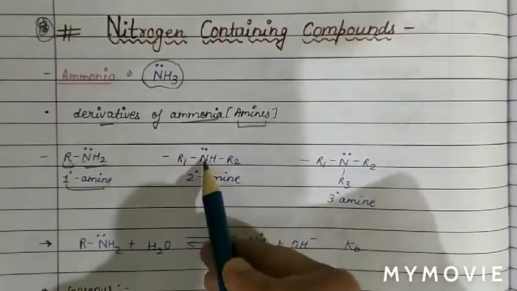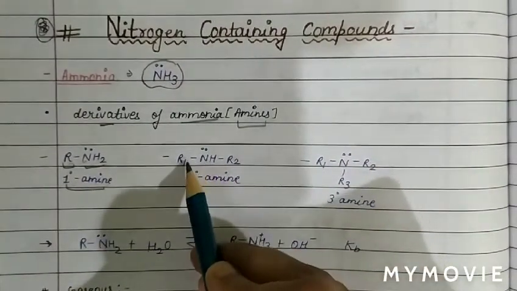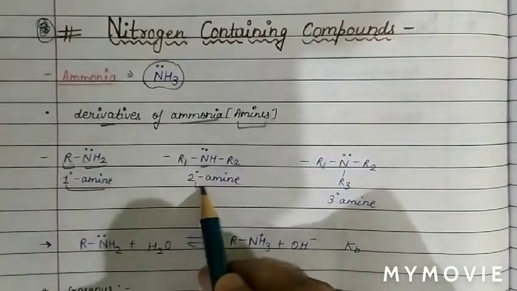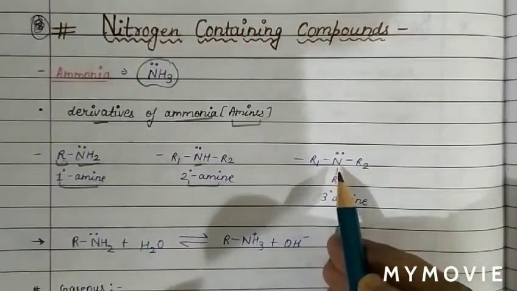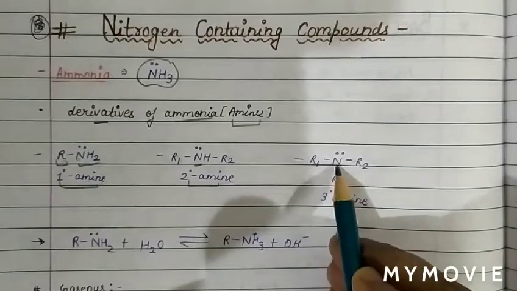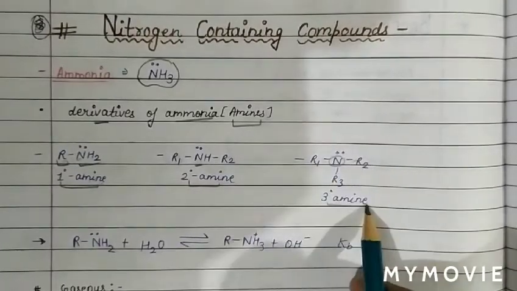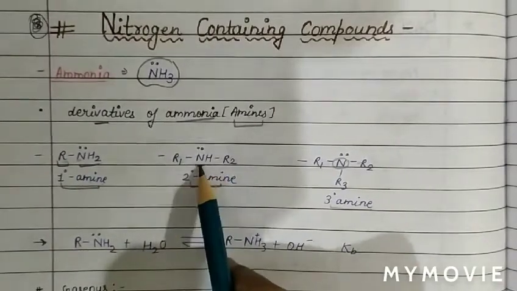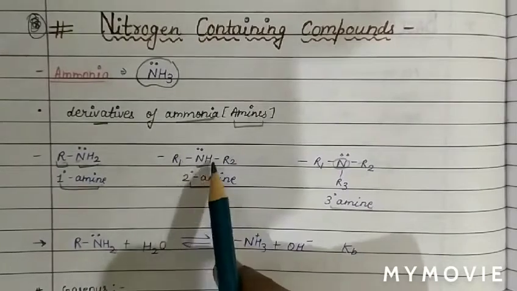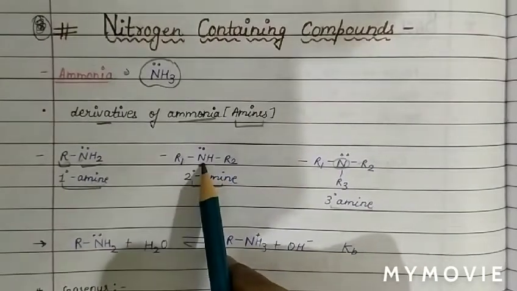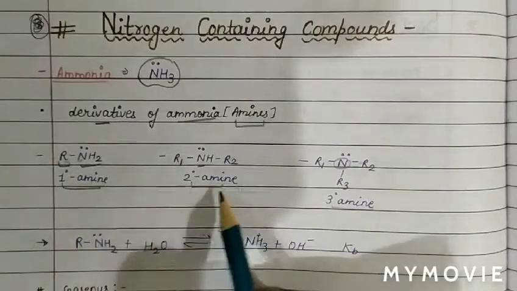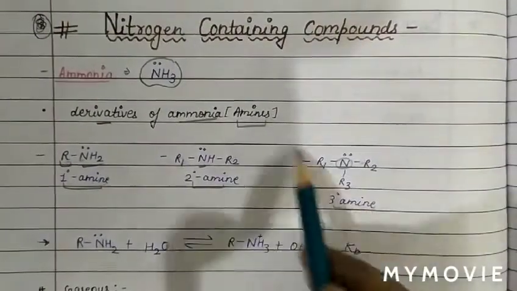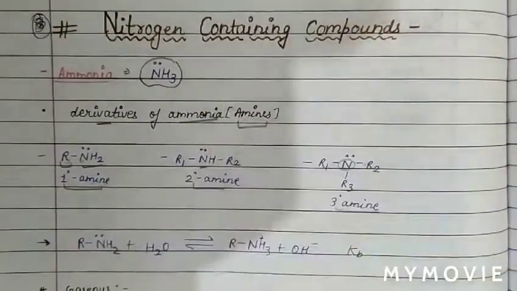Now see the other case. In this case there are two carbon atoms directly connected to the nitrogen atom, so it is a 2 degree amine. While in this case there are 3 carbon atoms directly connected to nitrogen, so it is a 3 degree amine. So in amines, the number of directly connected carbon atoms is the degree of the amine. So 1 degree, 2 degree, and 3 degree amines are the derivatives of ammonia we call amines.